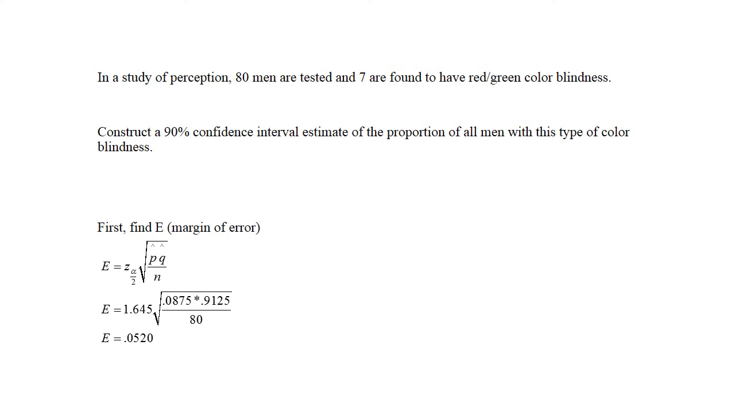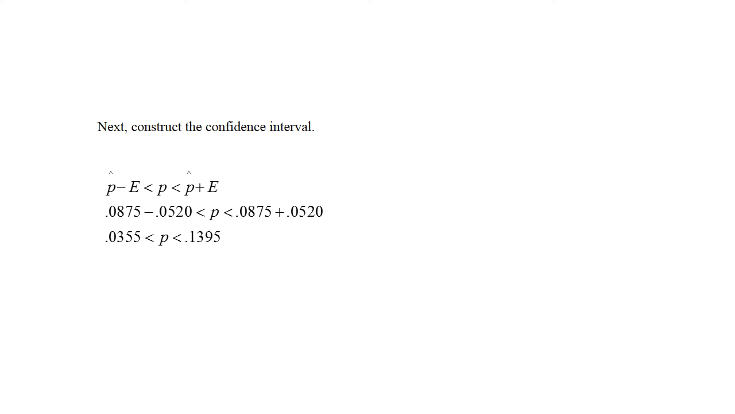We now have every value that we need to find E. So E equals 1.645 times the square root of 0.0875 times 0.9125 divided by 80. E equals 0.0520. Be very careful putting this in the calculator. Make sure that you can enter the formula correctly to get the correct answer. We are now ready to construct the confidence interval.